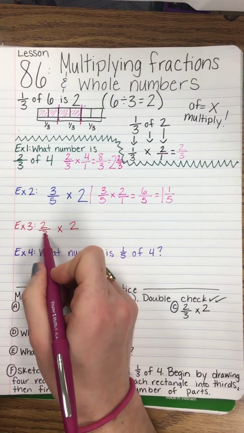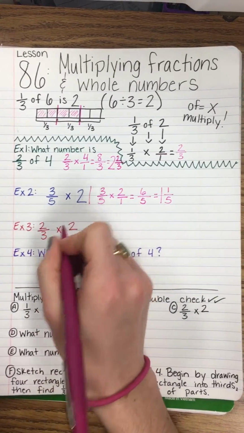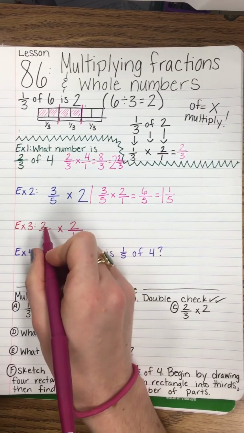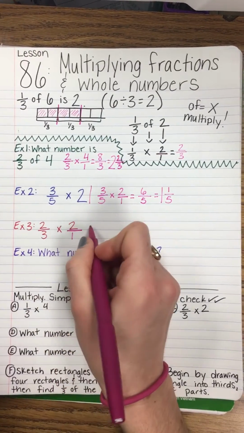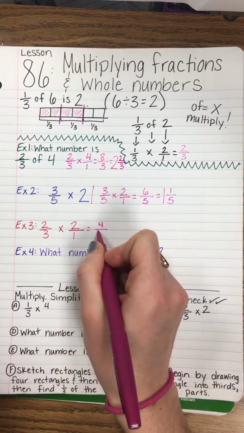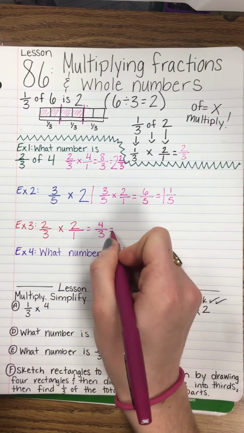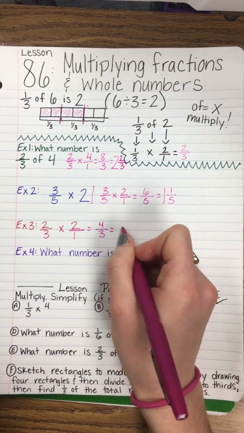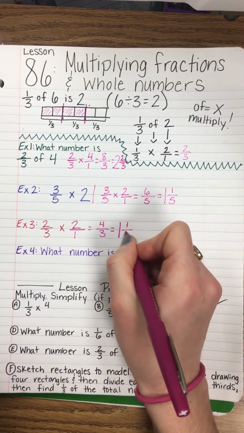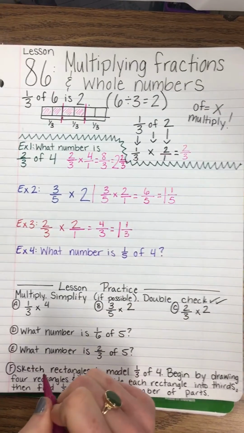Example 3, 2/3 times 2. So we're going to make this into a fraction, 2 over 1, and then we're going to multiply straight across. 2 times 2 is 4, and 3 times 1 is 3. And this is an improper fraction. How many times can 3 go into 4? 1, and how many is left over? 1, and the denominator stays the same, 1 and 1/3.